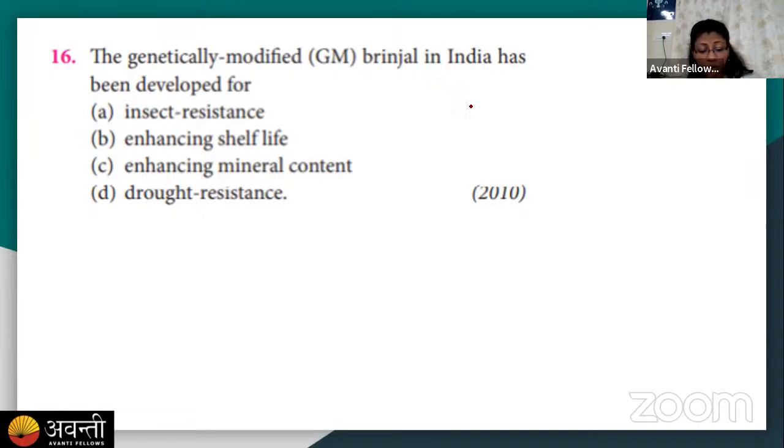Very good. Okay, so as most of you have given your answer in the chat box, it is option A, insect resistant. We want to increase the yield only by decreasing the damage caused by the insects. So for that, we also do not require the spraying of chemicals because they ultimately affect the humans, right? So for that, we introduced the genetically modified plants, right?